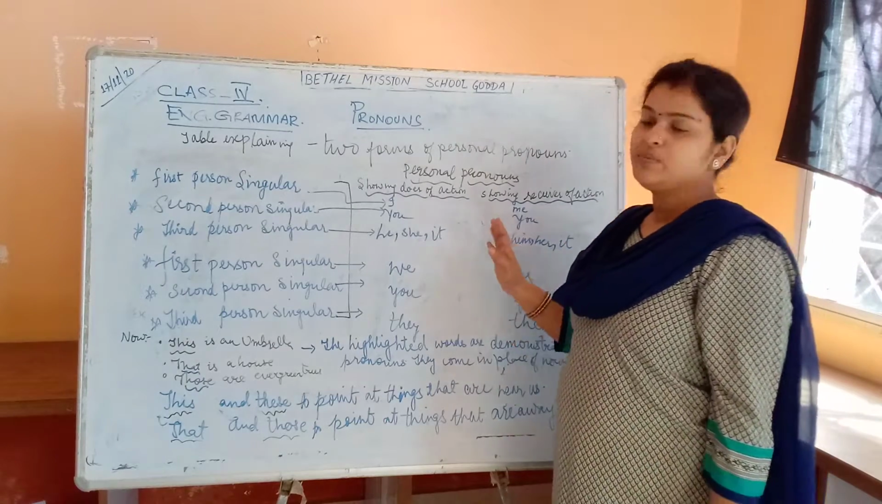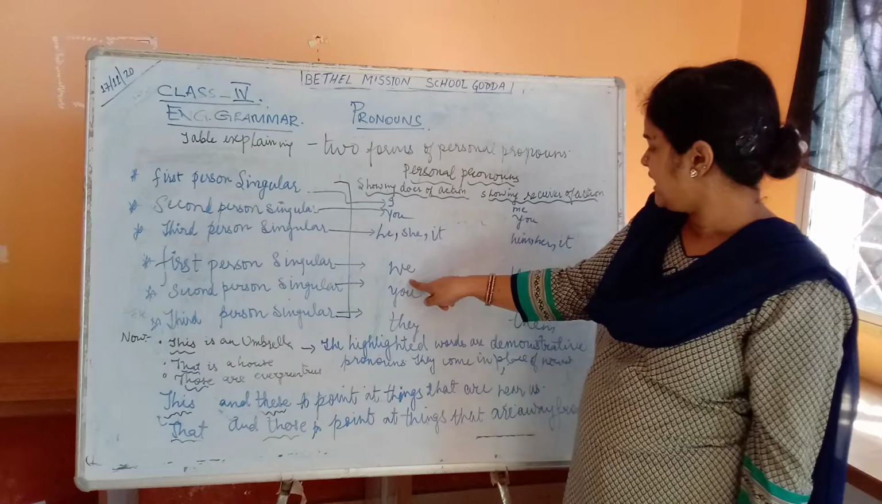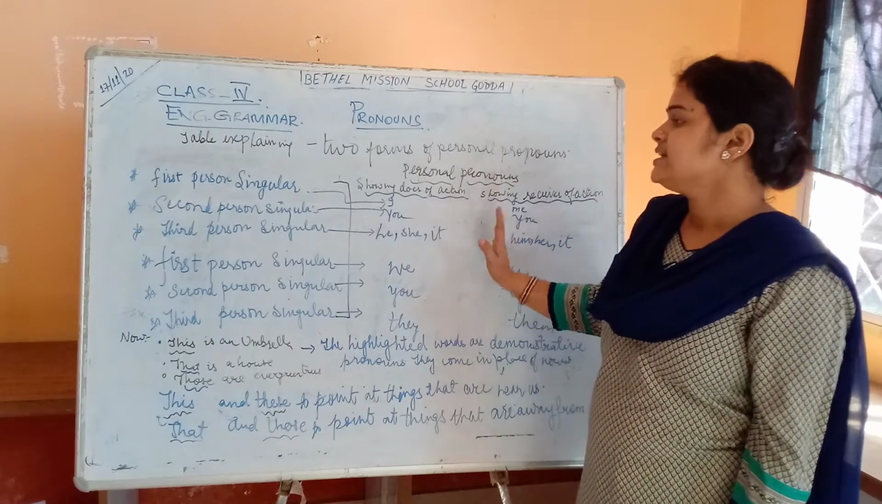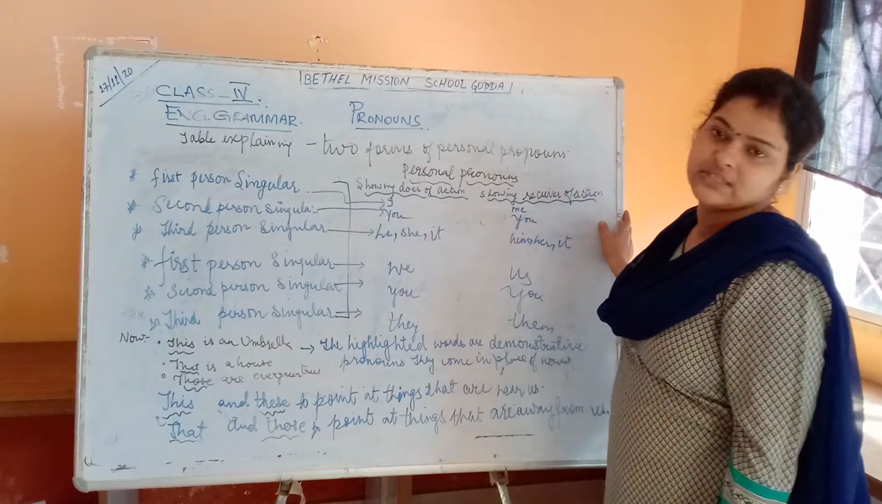So whenever we use we as the doer in a sentence, in the same way the receiver will be us. Okay? This rule should be kept in mind while using personal pronouns.